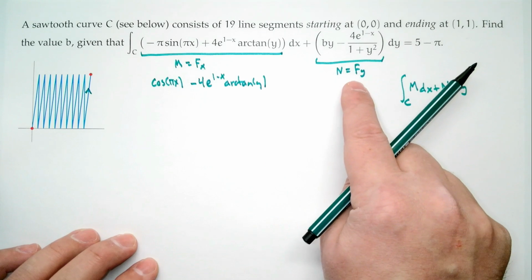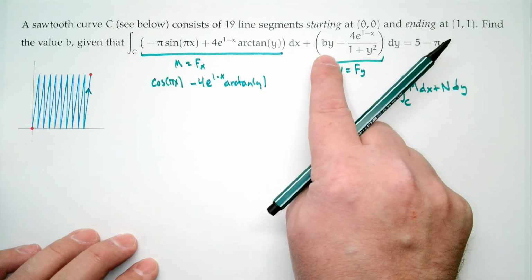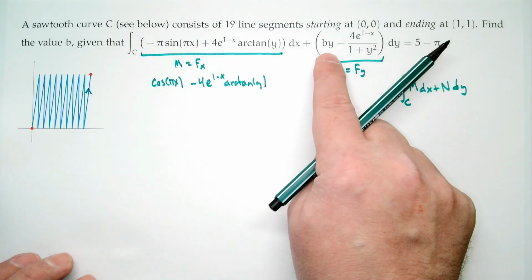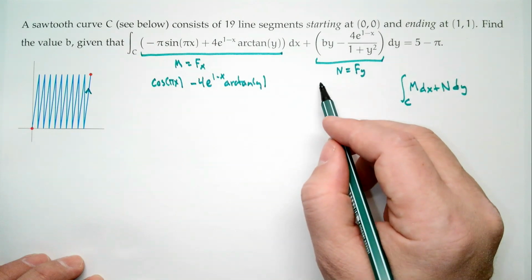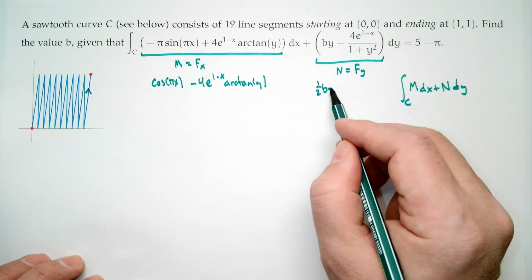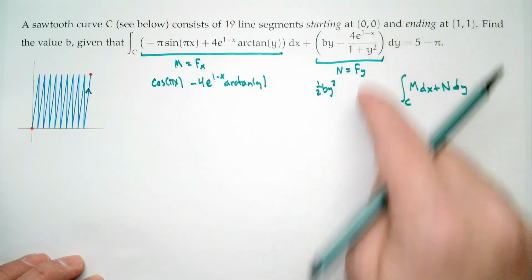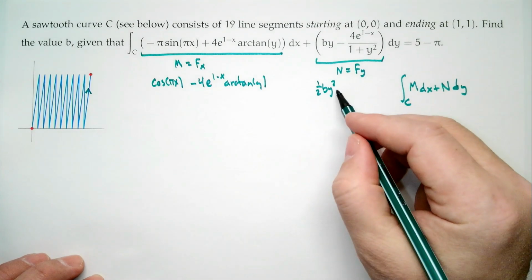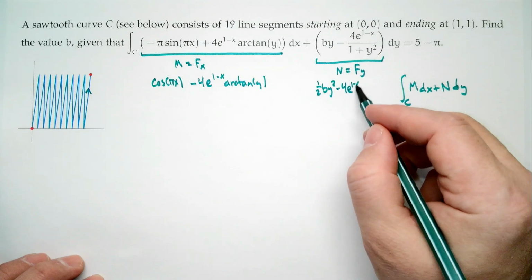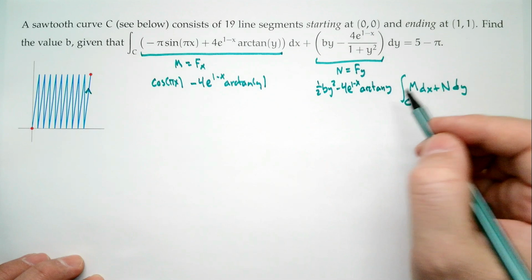We say, okay, f sub y, integrate with respect to y. b is a number to be determined, but it's a number. What's the integral of b y with respect to y? A half times b y squared. What's the integral of minus 4 e to the power 1 minus x over 1 plus y squared with respect to y? Yeah. All right, minus 4 e to the 1 minus x arctangent of y.